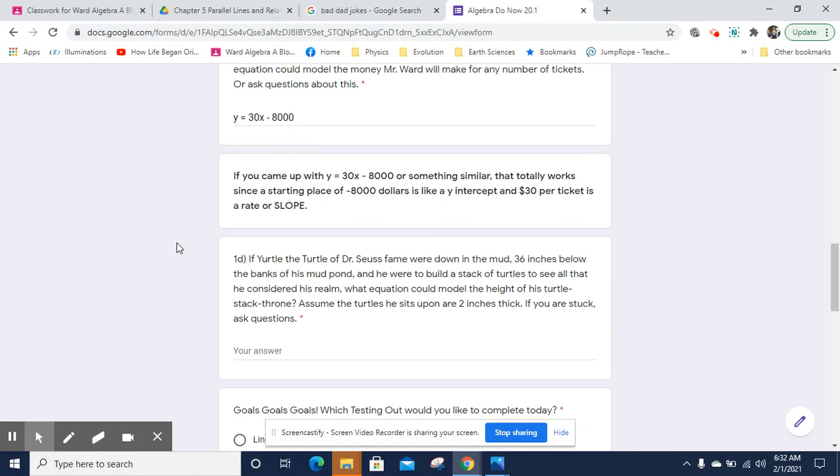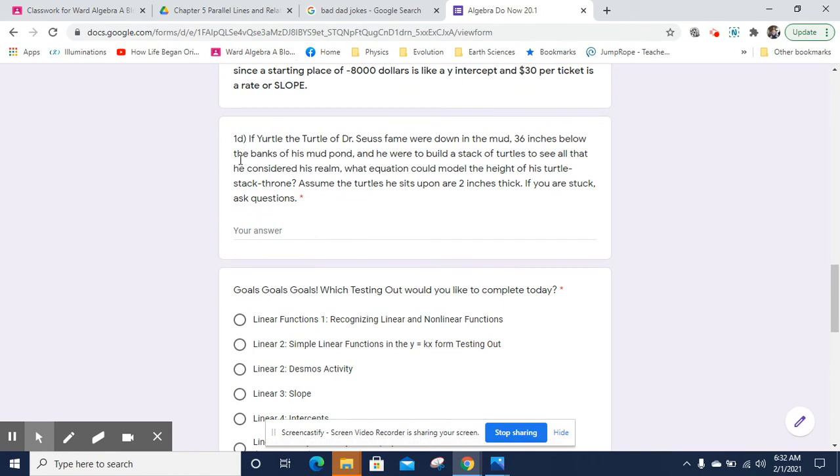So now here's a second one that's a similar situation. If Yertle the turtle of Dr. Seuss fame were down in the mud, 36 inches below the banks of his mud pond, and he were to build a stack of turtles to see all that he considered his realm, what equation could model the height of his turtle stack throne? Assume that the turtles he sits upon are 2 inches thick.